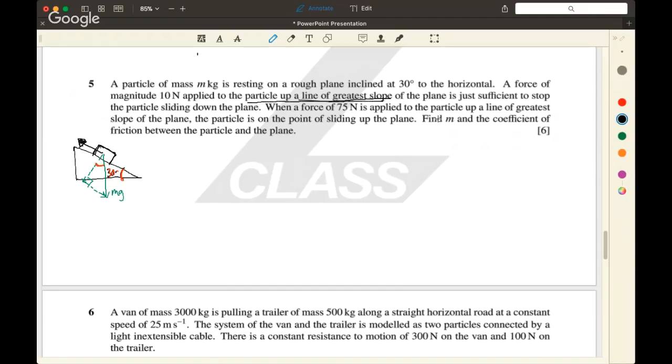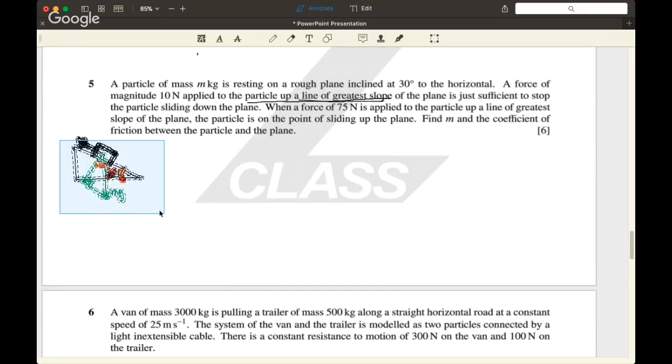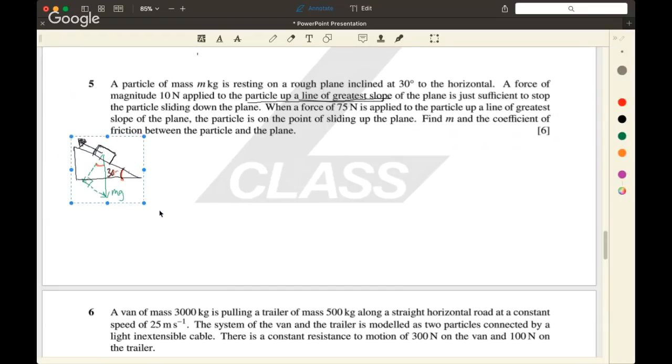And it says that it is just sufficient to stop the particle sliding down the plane. So at first this is 10 newtons, and then later on it's 75 newtons. And at that point it is just about to slide up the plane. So this question is asking you about friction. So in scenario, so you know what, I will try and make a copy of this so we can look at the 2 different scenarios. There we go.